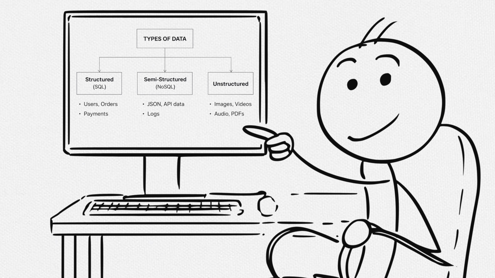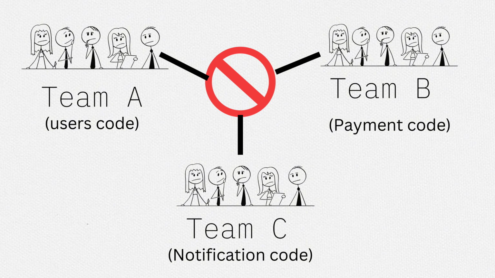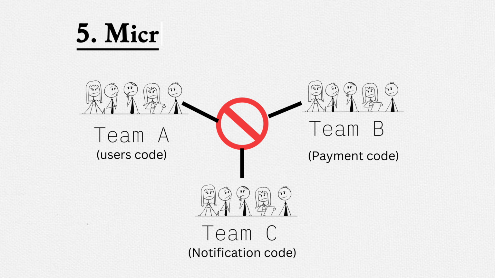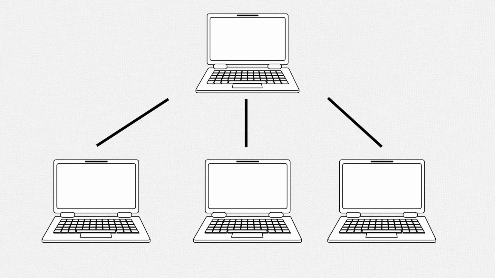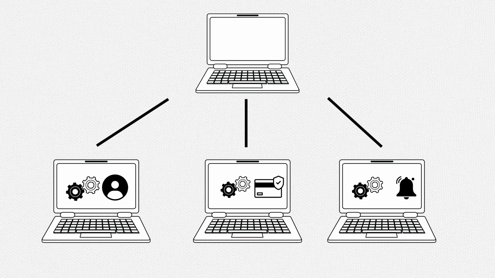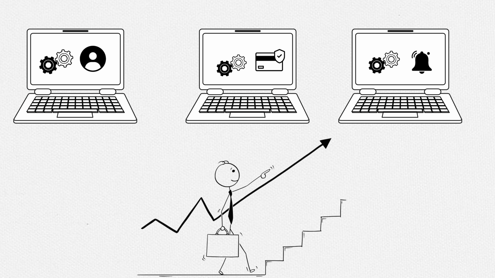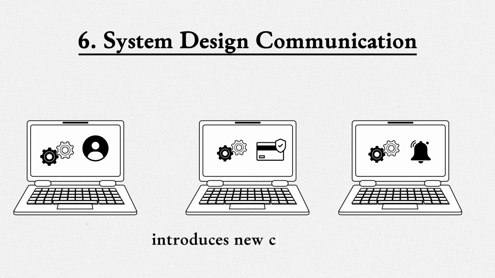As the codebase grows, maintaining a single large application becomes difficult. Changes take longer, deployments become risky, and teams block each other. This leads to microservices architecture. Instead of one massive application, the system is split into smaller services, each responsible for a single capability like users, payments, or notifications. Each service can be developed, deployed, and scaled independently, allowing teams to move faster and systems to evolve more easily. Communication between these services introduces new challenges.